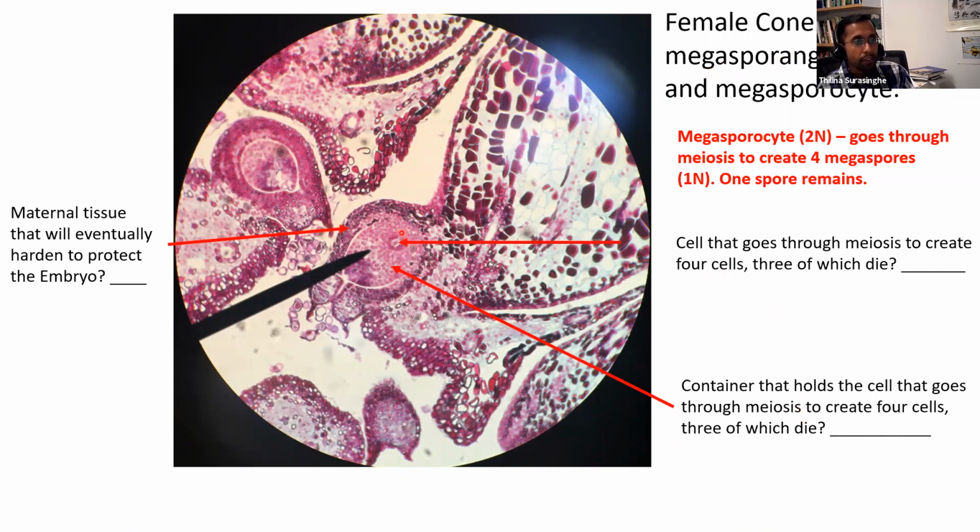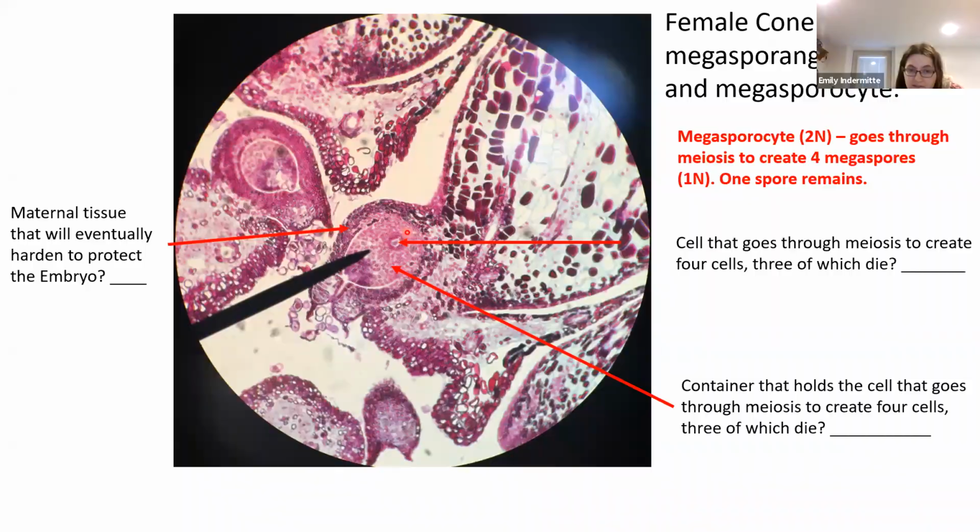This particular cell, the cell that goes through meiosis to create 4 daughter cells, and 3 of those daughter cells die, 1 remains alive, right? What is this cell called?